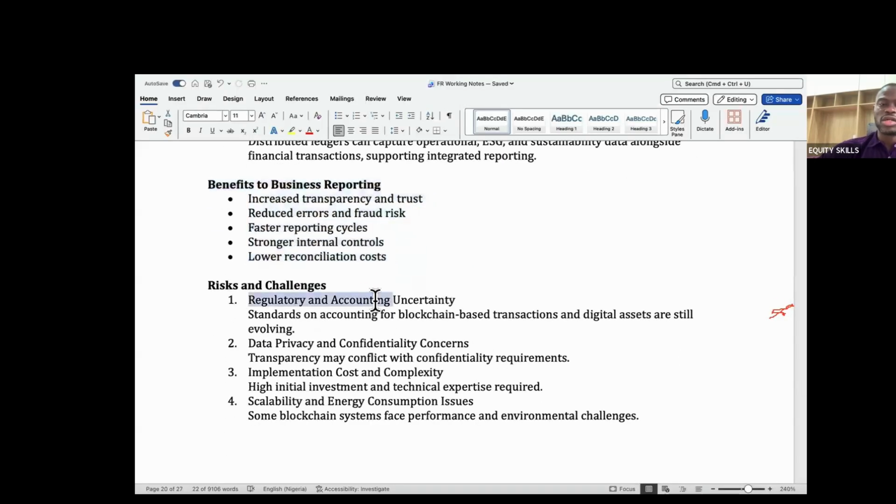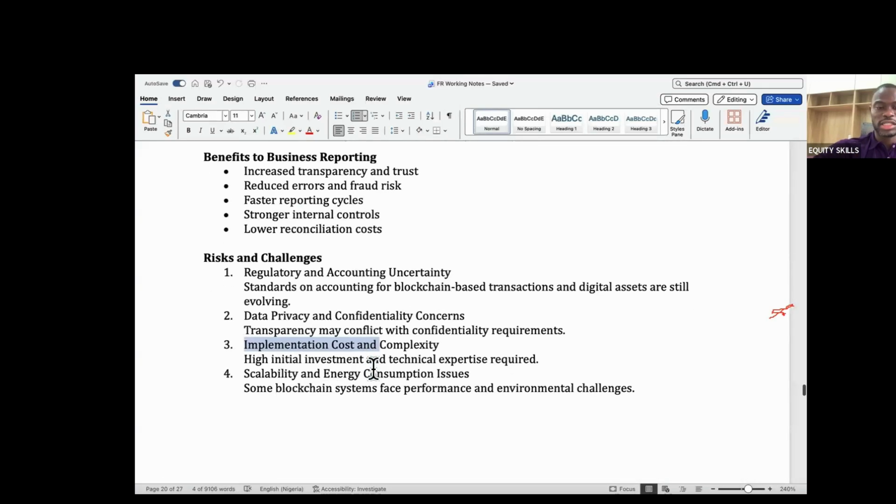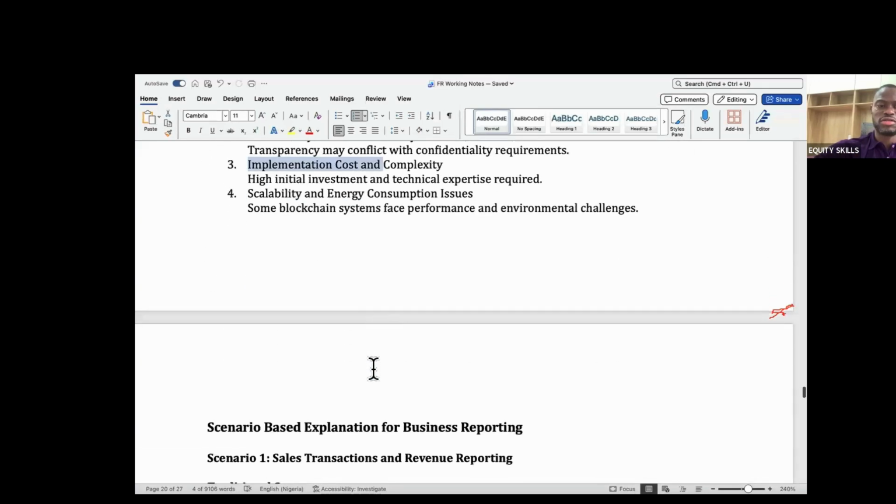Like I told you, the fact that there is no single central authority poses regulatory and accounting uncertainty. There's data privacy and confidentiality concern. And also to implement a distributed ledger technology is costly. It's costly because a lot of people are involved. A lot of people are seeing it at the same time. So the computing power it requires is huge. It requires huge computing power. So those are the major risks.